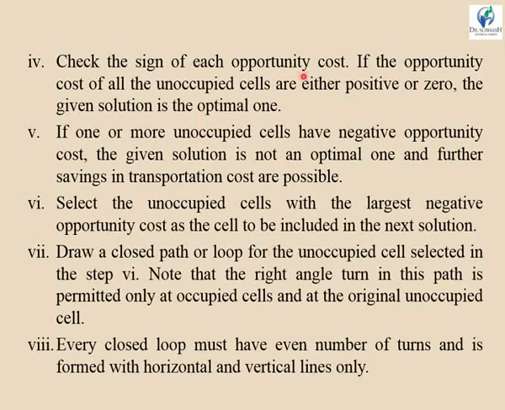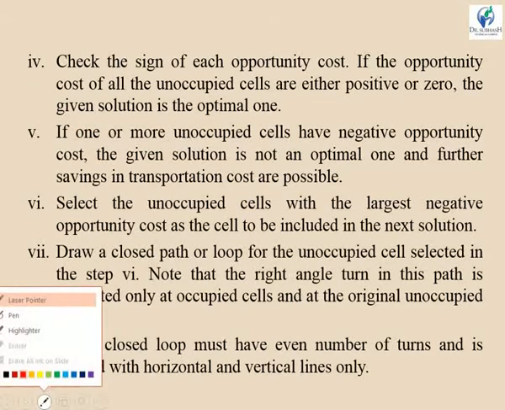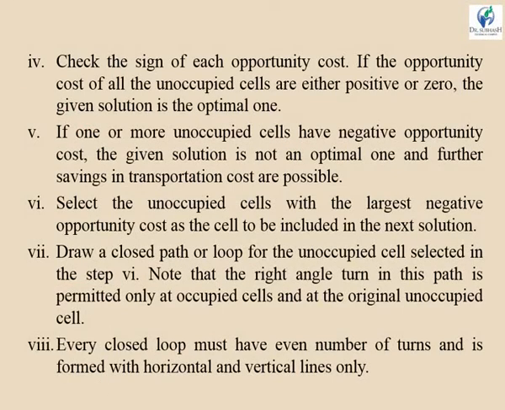Then check the sign of each opportunity cost, and if the opportunity cost of all the unoccupied cells is either positive or 0, the given solution is the optimal one. So you will come to know that the optimum solution is reached. In the third step, we had seen we are supposed to calculate the opportunity cost of all the unoccupied cells. So using that relationship we will find out.